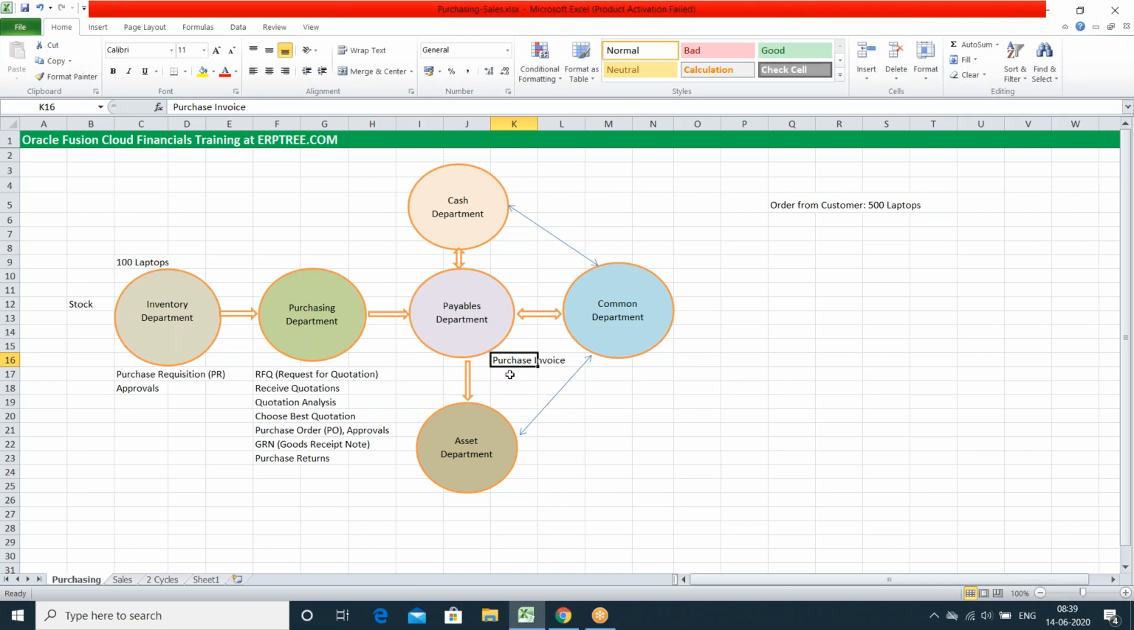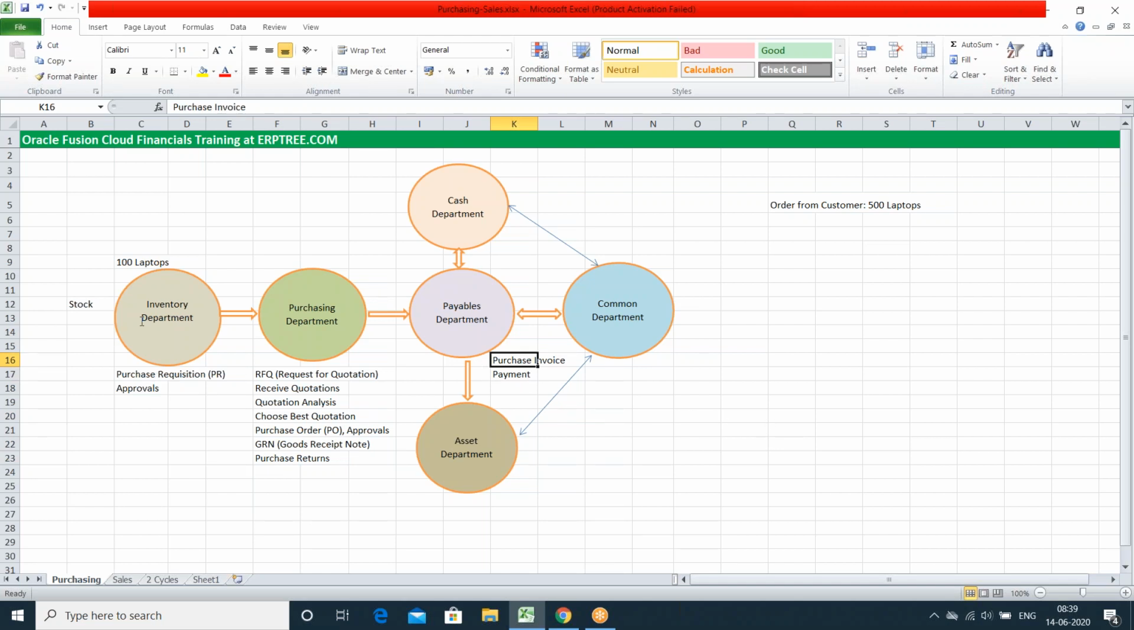10 days is the due date. Within 10 days we have to pay. The payables department will process the payment to the supplier. So who is raising the requirement? Inventory. They are passing that information to the purchasing department, who handle all these activities. They are passing the details to the payables department to make the payment. So based on the GRN, the payables department is creating the purchase invoice and making the payment.